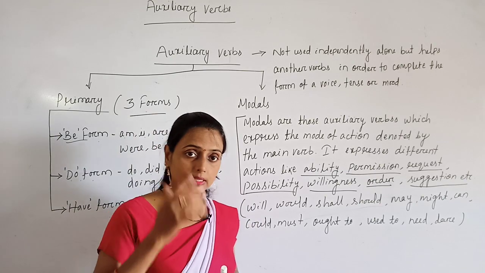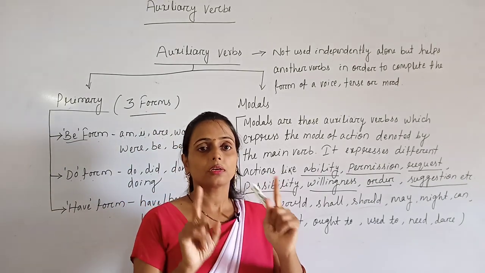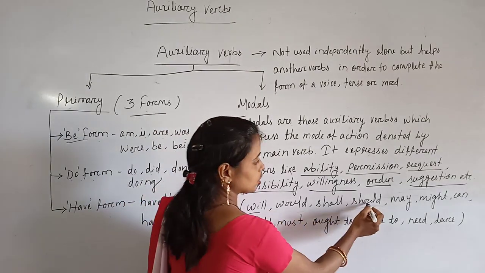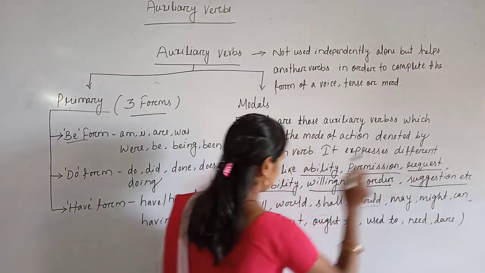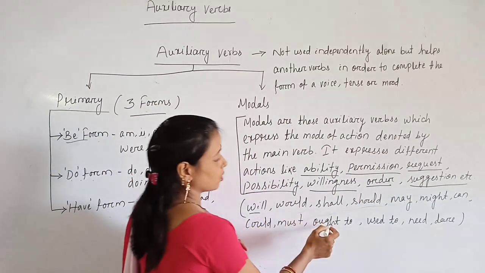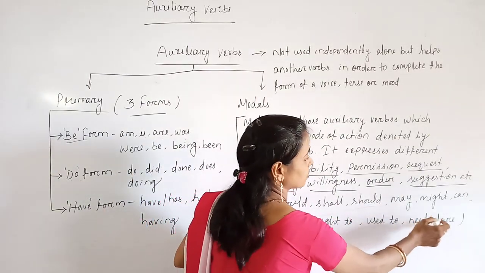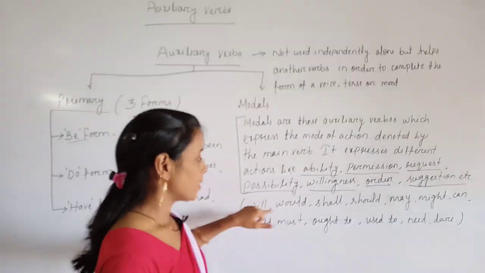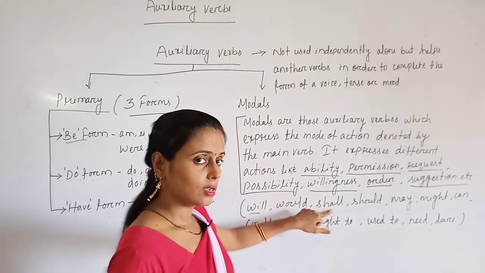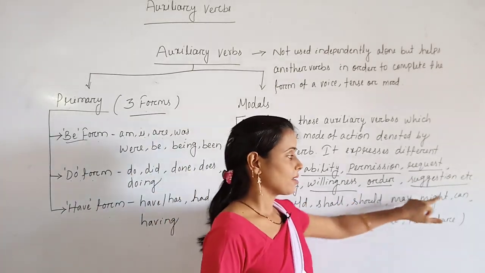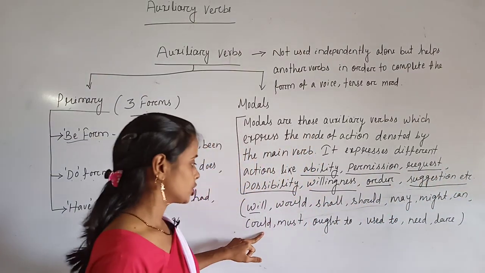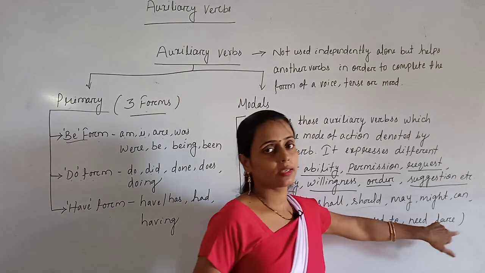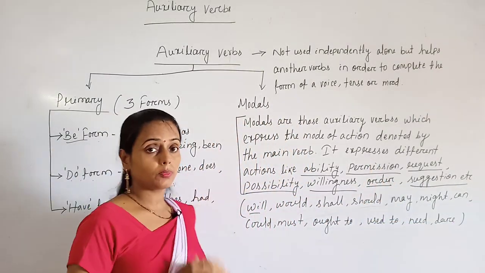And how many modals are there? There are a total of 13 modals. What are they? Will, would, shall, should, may, might, can, could, must, ought to, used to, need, dare. These are the 13 modals. Let me tell you one thing: will, past form is would; shall, should; may, might; can, could; must, ought to, used to, need, dare. These are the modals. But always remember one thing.